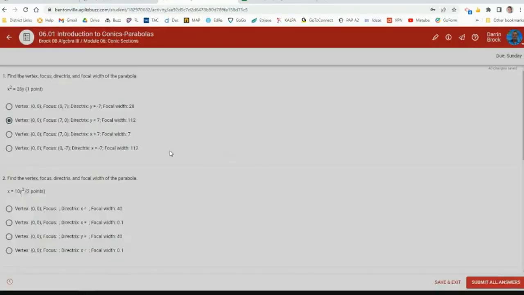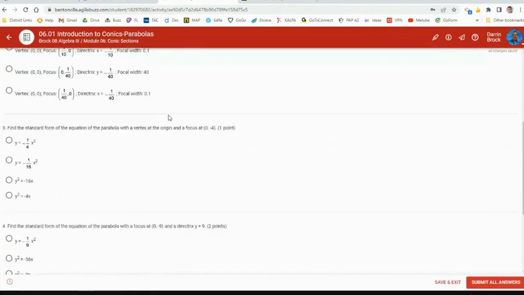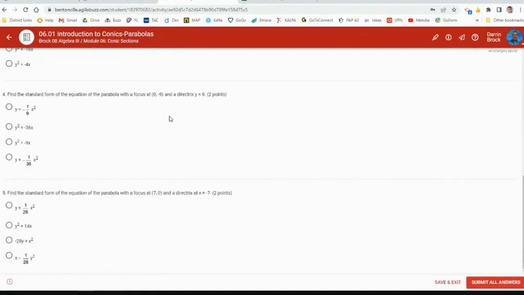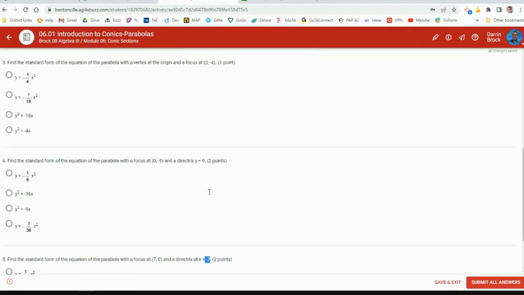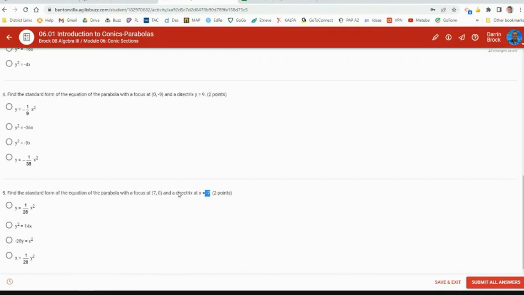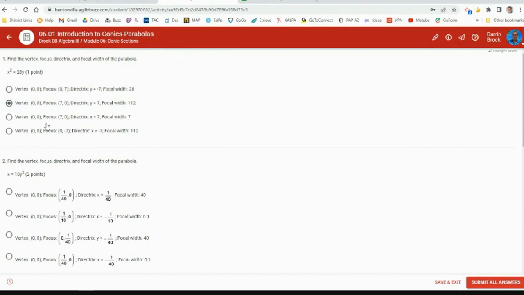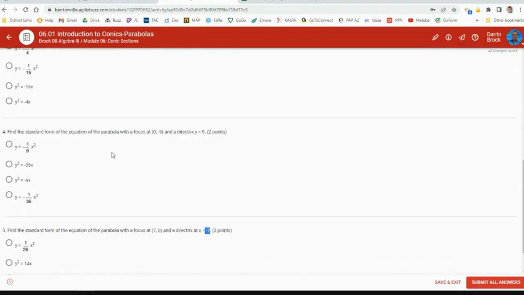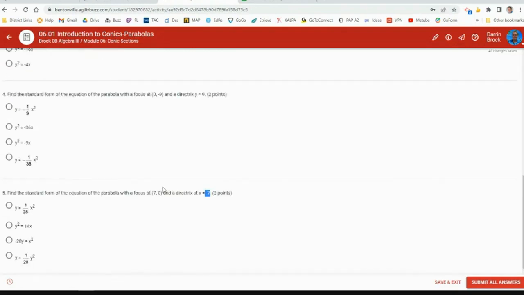It is just 5 multiple choice questions. Find the standard form equation. Some of these give you the focus and the directrix and want you to go backwards and come up with the equation. So let's look at one of those real quick, just because it goes a little different. Let's work one of these together.